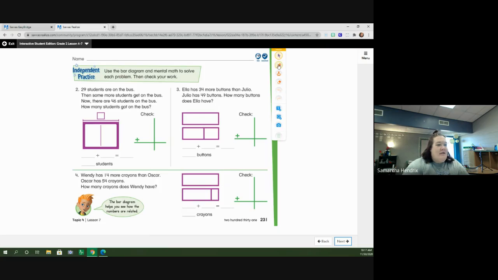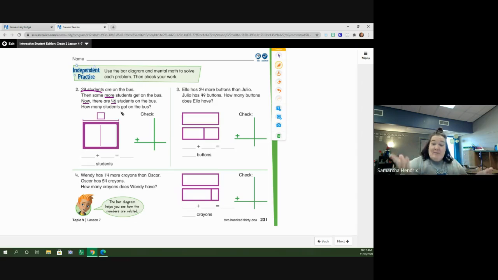Let's look here. So use the bar diagram in mental math to solve each problem, then check your work. So this is the check. Okay. 29 students are on the bus. So I'm going to underline that. Then some more students get on the bus. It doesn't tell us how many, it just says some more. Now there are 46. So how many students got on the bus?